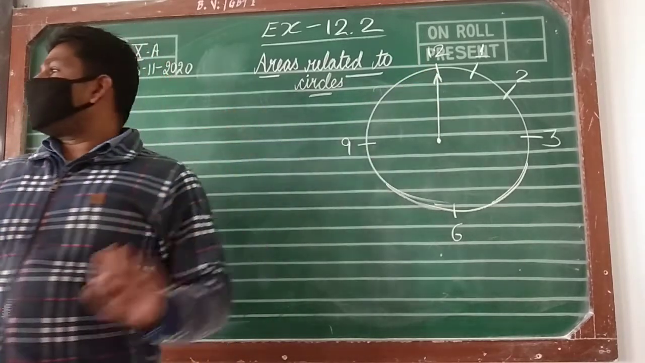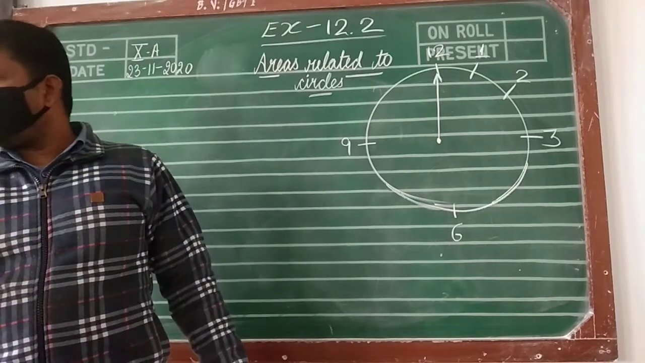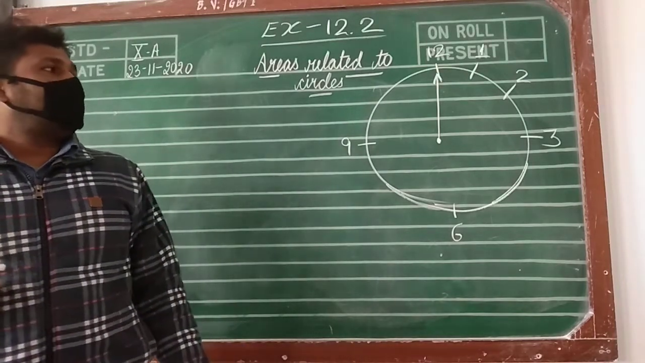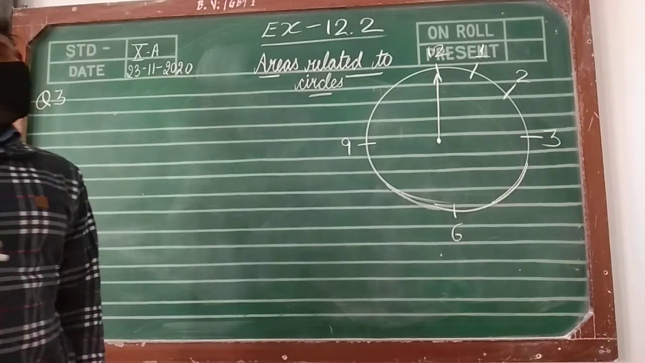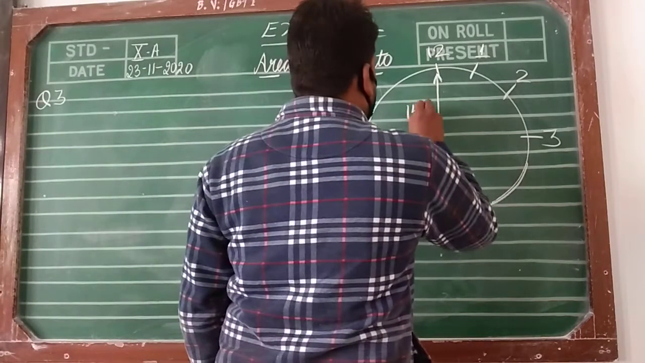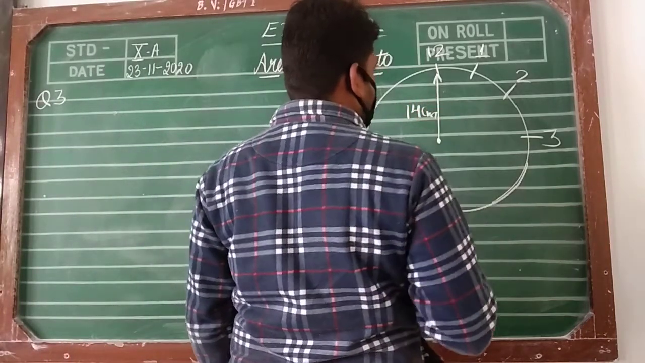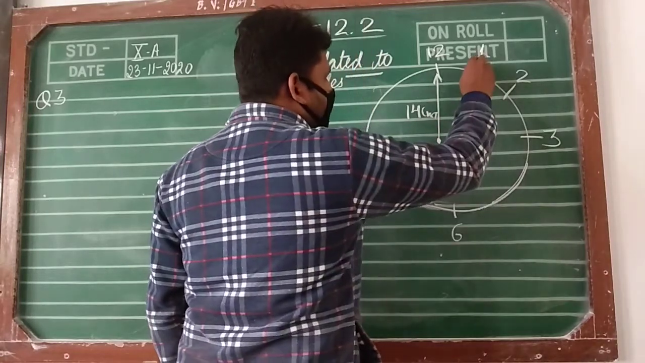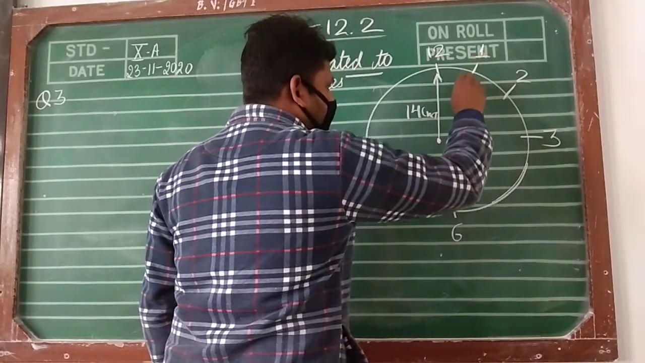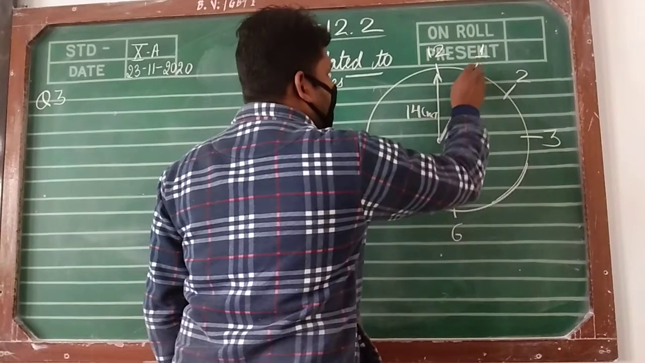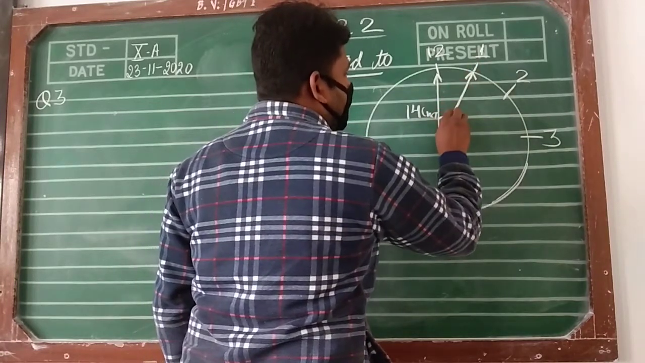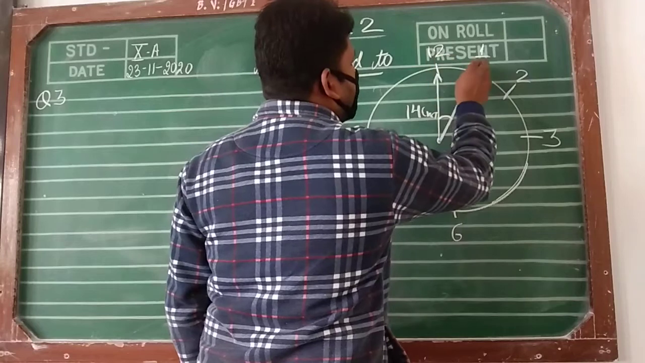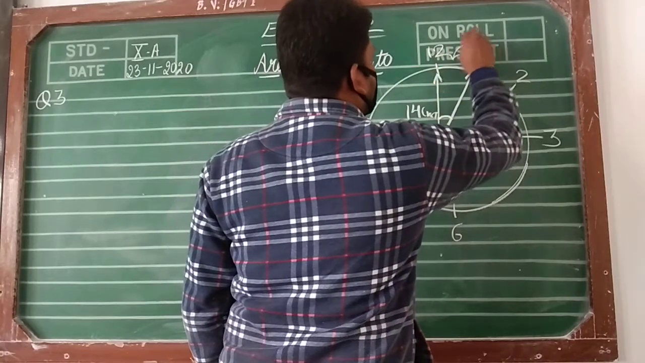And according to the question, you read the statement again. Question number 3. The length of the minute hand of a clock is 14 centimeters. Find the area swept by the minute hand in 5 minutes. This one we are considering. If we are getting the minute hand on this, it means that this time we are getting as 5 minutes.